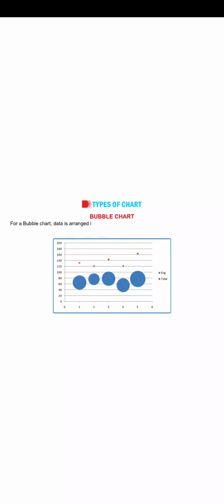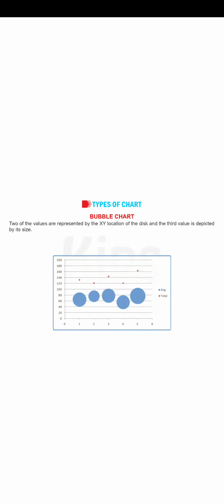Bubble chart. For a bubble chart, data is arranged in columns on a worksheet in such a way that x values are listed in the first column and corresponding y and z values are listed in adjacent columns. It generally displays 3 dimensions of data in the form of a disk plotted on an xy graph. 2 of the values are represented by the xy location of the disk, and the third value is depicted by its size.